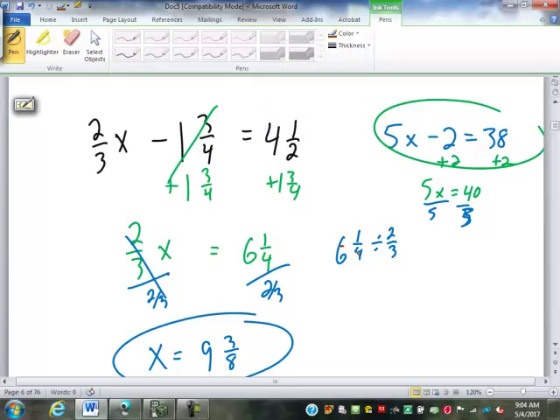This becomes 6 times 4 is 24 plus 1 is 25/4. This is going to be times 3/2. So it's 75/8. 8 goes into 75 9 times with 3 left over. See how simple that is?